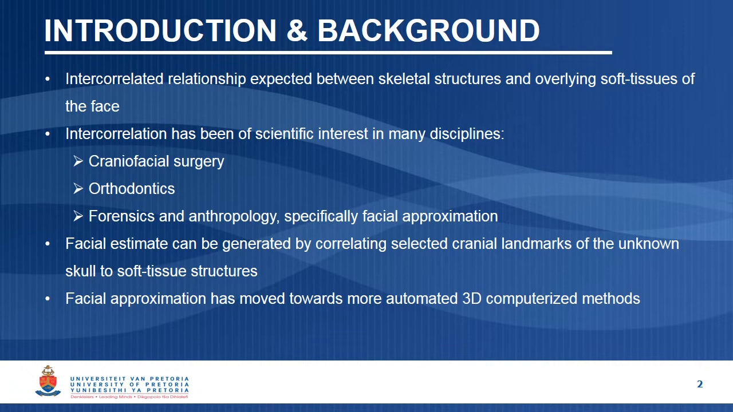Facial approximation methods are based on the assumed morphological relationship between the bony structures and soft tissue features of the face. A facial estimate can be generated by correlating selected cranial landmarks of the unknown skull to soft tissue structures. Facial approximation has moved towards more automated 3D and computerized methods to increase the accuracy of facial approximation.